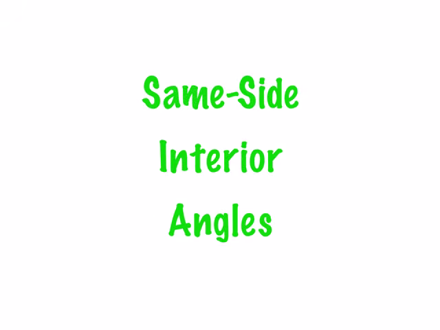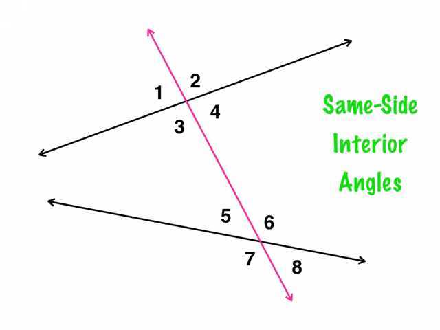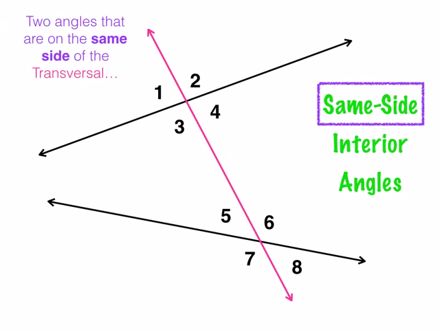The first special angle pair we're going to look at are same side interior angles. Let's break down the words we use to name this angle pair. Same side. That signifies I need 2 angles, since we need 2 angles to make a pair. And those 2 angles need to be on the same side of the transversal. Interior. Remember, this means I need angles that are inside the two black lines.